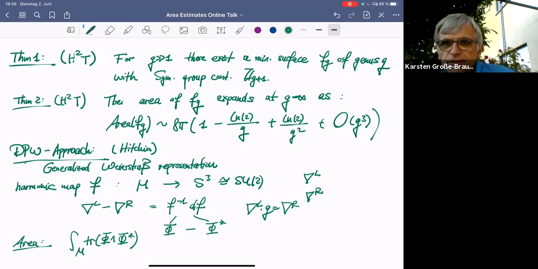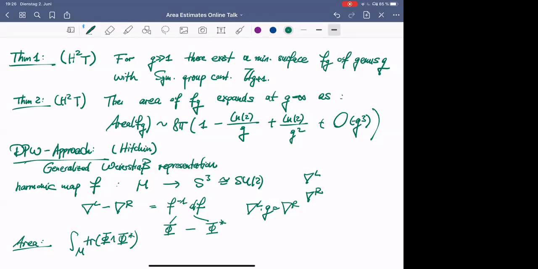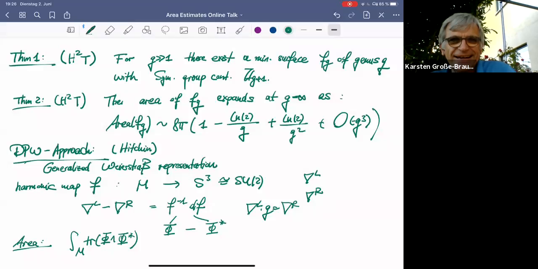Sorry, may I interrupt you? The formula for the area should have an O of G to the -3, right? 1 over G cubed. Yeah. 1 over G. Okay, thanks. Sure.